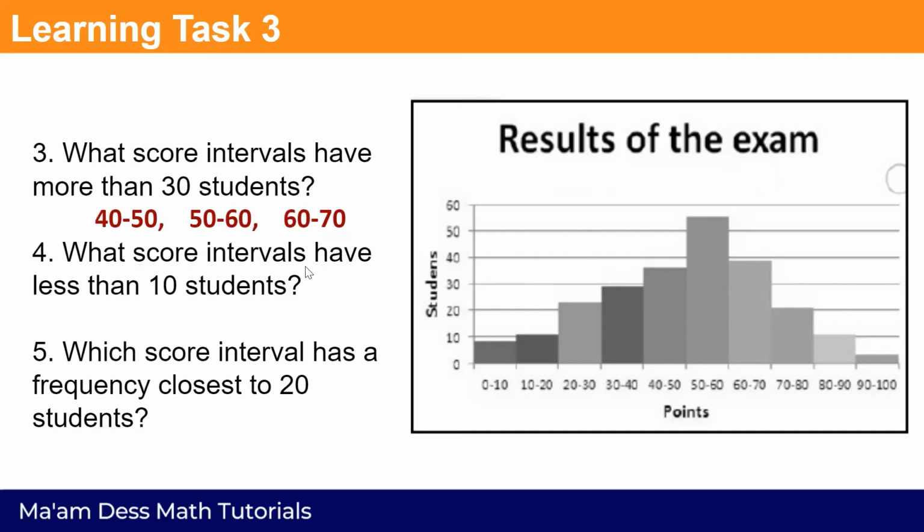Number 4, what score intervals have less than 10 students? Okay. So, less than 10 students. So, syempre, ito yung 10 natin. Sabi less than. So, ano po yan? 0 to 10 and 90 to 100. Number 5, which score interval has a frequency closest to 20 students? So, mas malapit sa 20 students. 70 to 80. Ito po yan.